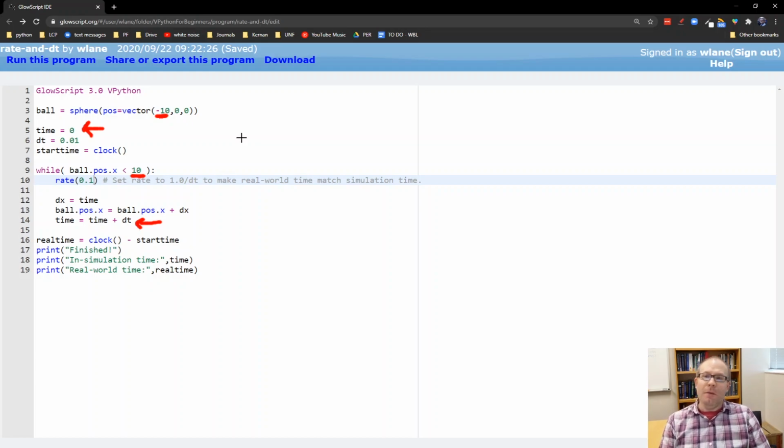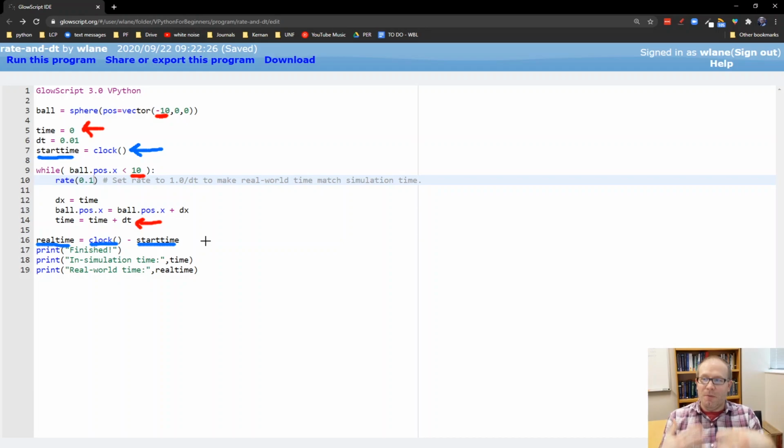positive 10. And then we're going to look at the time that we experience in the real world watching the simulation. That's the thing that gets measured by VPython's built-in clock function, which measures the time on the computer. It looks at the clock on the computer. We're going to store the start time. And then we'll calculate the real time by taking the ending time minus the start time. So the start time and real time, that's how much time we spend watching the simulation.